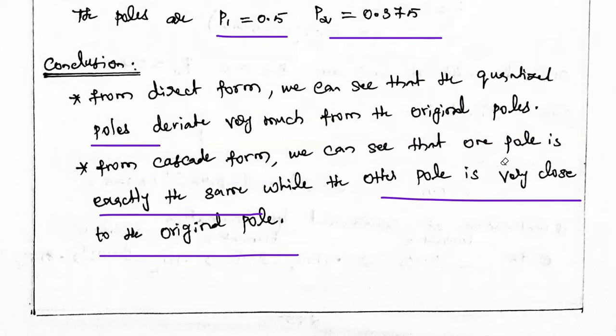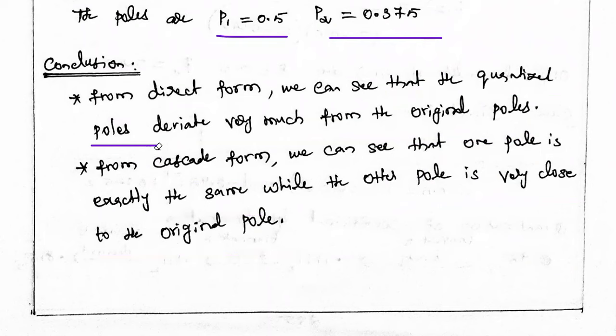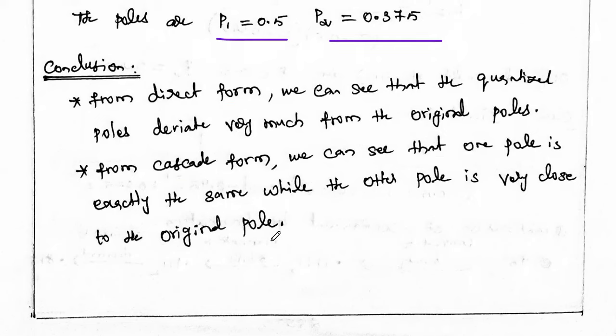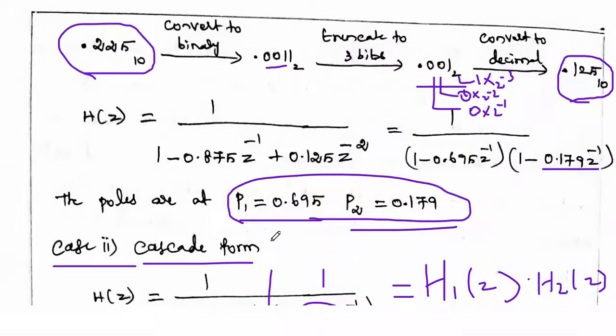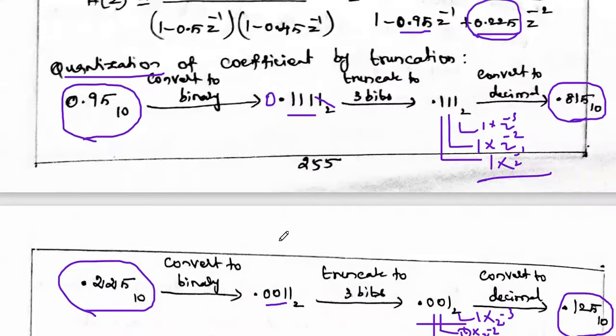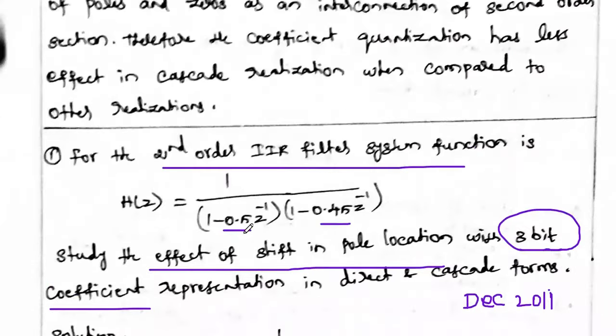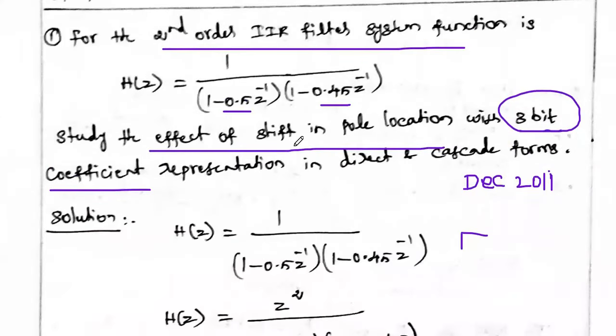So in order to avoid the quantization error produced due to quantization of filter coefficients, usually the second and higher order filters are not realized in direct form. Usually they are realized in cascade form. That is the advantage of cascade form when compared to direct form. So if we want to realize a second order, third order or fourth order system, instead of direct form realization, we can use the cascade form. That is the conclusion from this topic, quantization of filter coefficients.